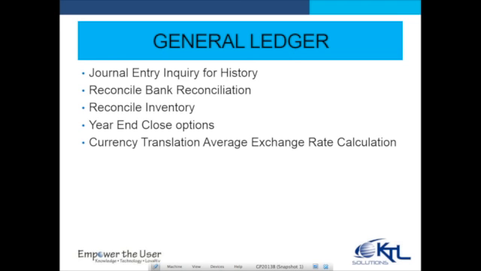Now you have a reconcile bank reconciliation process. So that's one of the GL reconciliation functions that you can see, the reconcile processes. So now you can reconcile your bank rec to the GL to verify that everything posted through. You now have a reconcile inventory function. So now, just like you have reconcile AR subledger to the GL, AP subledger to the GL, you now have an inventory reconcile from the ledger to the GL. And you have some additional year-end close options, and we talked about the currency translation function.